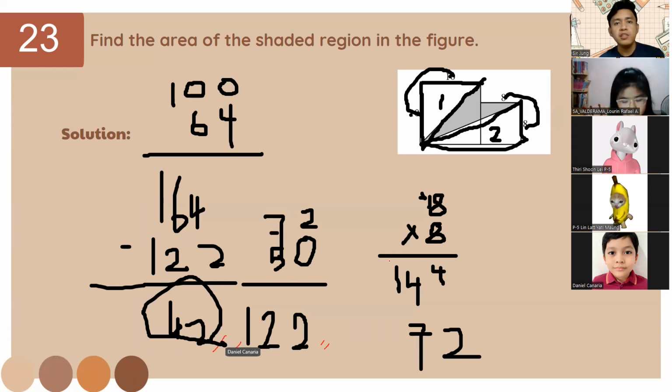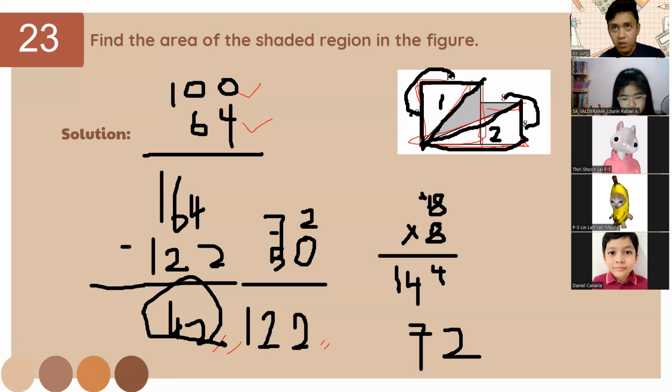So thank you, Mr. Daniel, for your wonderful solution and explanation. So yes, to find the area of the shaded region, you just need to find the area of this triangle first, and then this triangle, and then subtract it from the area of these two squares. So just like what Mr. Daniel has shown, the area of the first square is 100, and then the second square is 64.